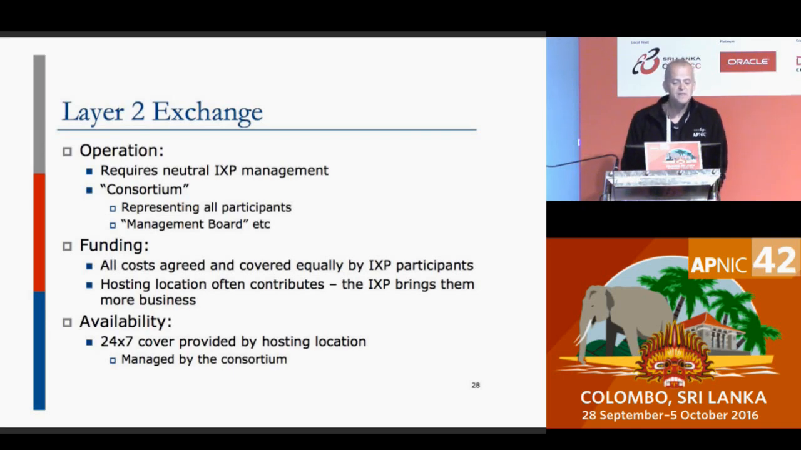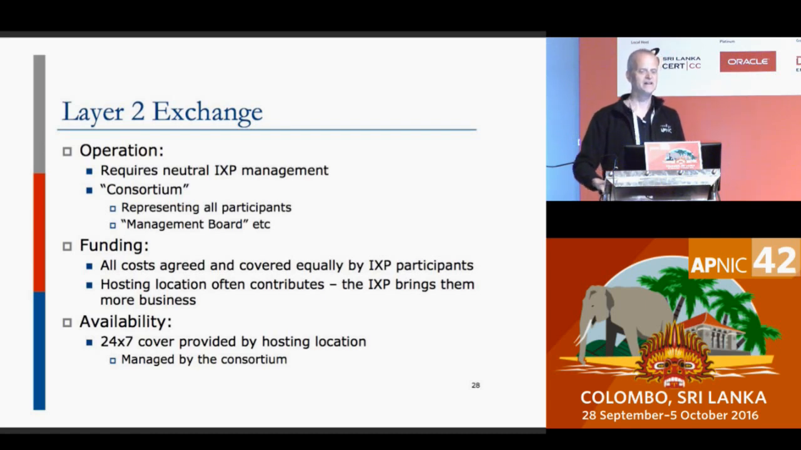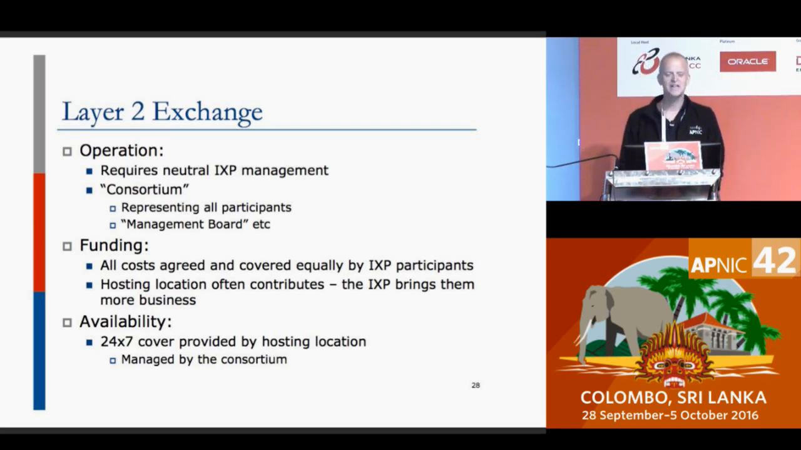24/7 cover is available, provided by the hosting location, and again, managed by the consortium. In some places, this is just not available. So you kind of have to make do with 9 to 5, Monday to Friday, and then somehow arrange access outside those hours if there's anything wrong. But you really want to get to 24/7 cover as quickly as possible so that if something does go wrong, it can be fixed quickly.